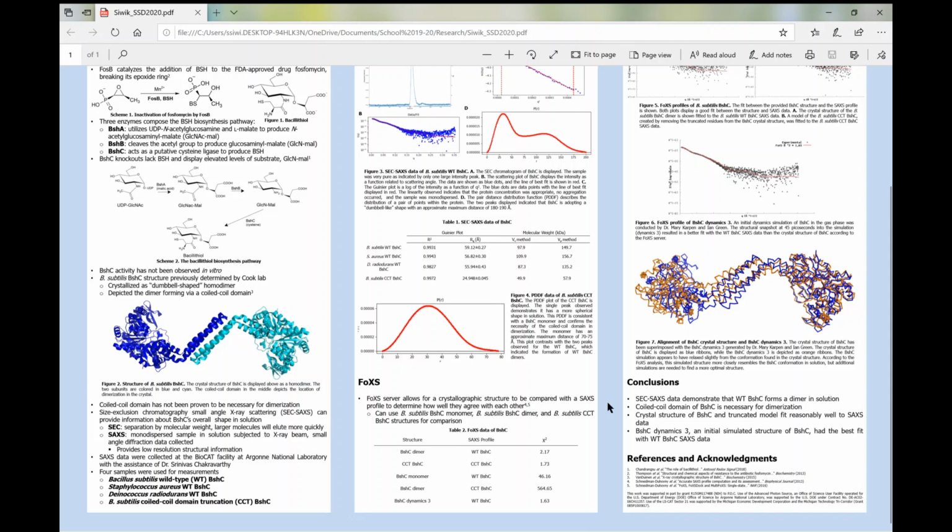This structural information may be useful in the future to design and develop inhibitors of BshC, which would result in organisms that are unable to produce bacillothiols. This lack of bacillothiols may make them more susceptible to antibiotics.